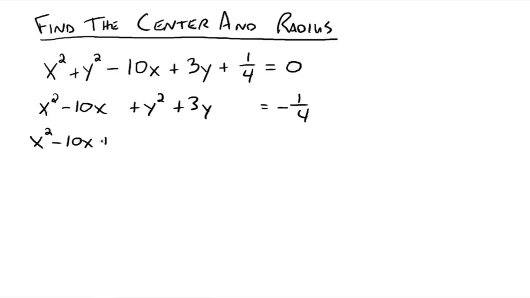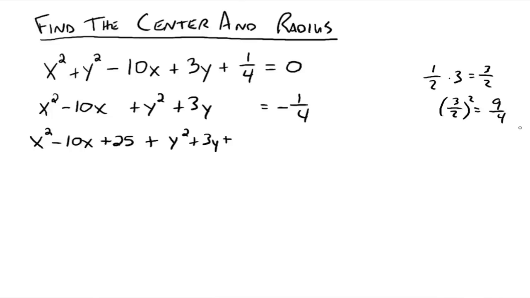5 squared, which gives you 25. Right, and then y squared plus 3y. Now what are we going to add here? We'll go off to the side, literally go off to the side and go 1/2 times 3, which gives you 3/2. And then take the 3/2 and square it, which gives you 9/4. So we're going to add in 9/4.